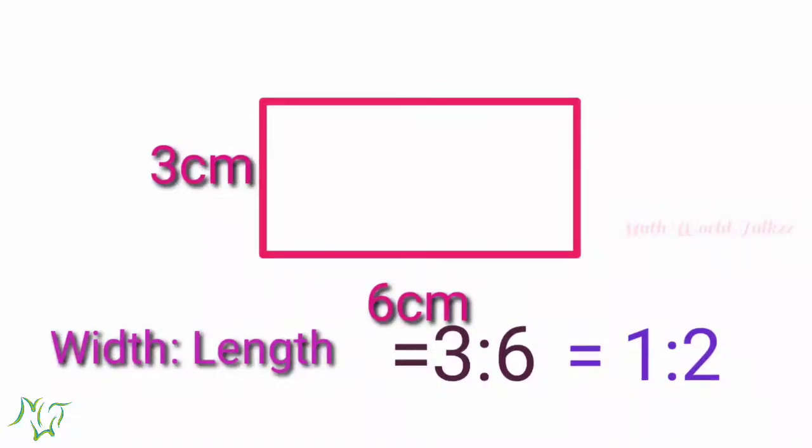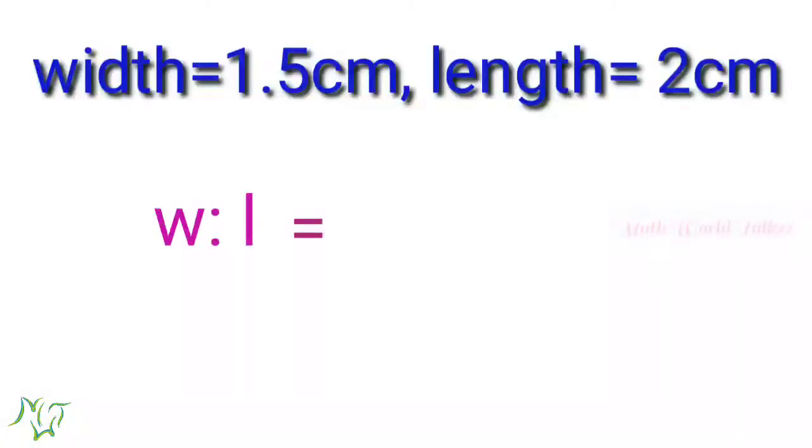So ratio we always tell in terms of natural numbers, and it should be as least as possible counting numbers. Here in a rectangle, width is equal to 1.5 cm and length is equal to 2 cm. Here we want to find the ratio of width to length. Ratio should be in the least possible counting numbers. Here we have width in decimal. So we want to change it into natural number. How can we change it?